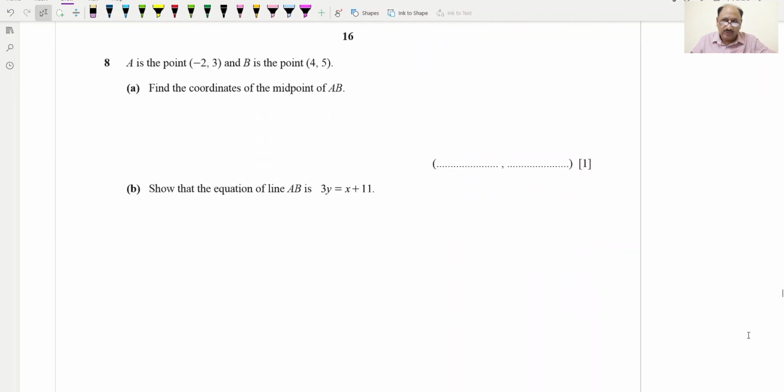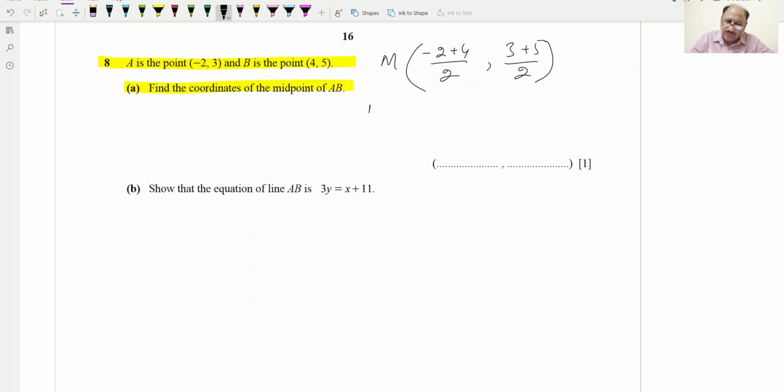Question number 8, and question 8 says A is the point, this, B is the point, this. So find the coordinates of the midpoint of AB. For midpoint we are adding x and y coordinates, so it will be -2 plus 4 divided by 2 and 3 plus 5 divided by 2, and this will be 2 by 2, so 1, and this will be 4. So 1 and 4, this will be our final answer. You can use calculator to simplify this.